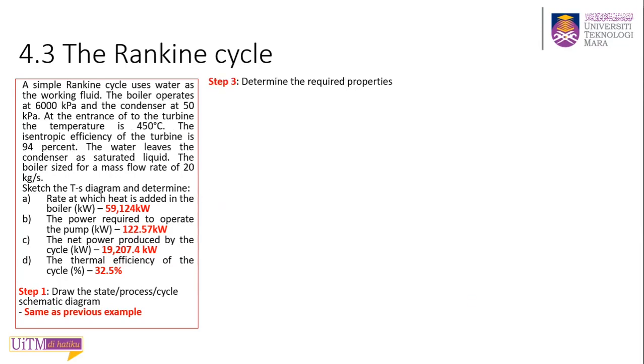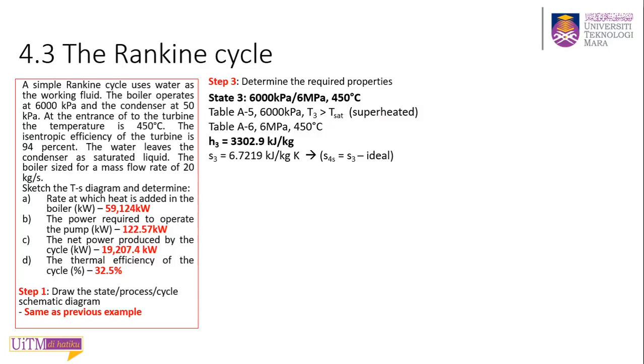At state 3, using the given information from the question, we can read the specific enthalpy at state 3, and since this question involves the isentropic efficiency at the turbine, we must also read the specific entropy in order for us to calculate the ideal condition later in state 4. At state 4, solve for the ideal conditions first.